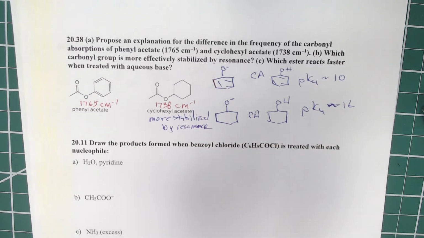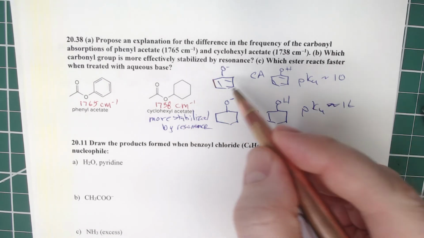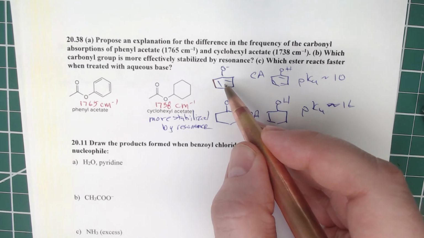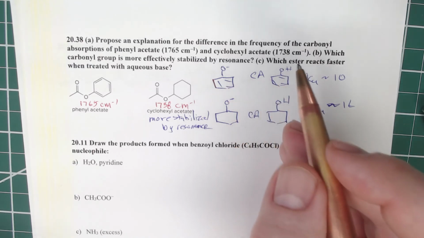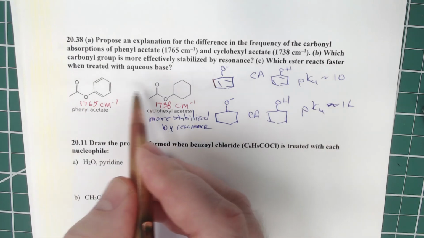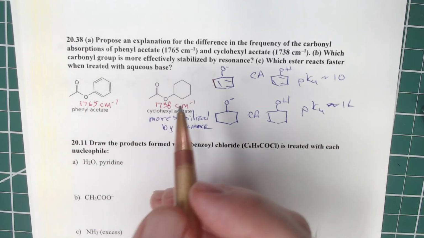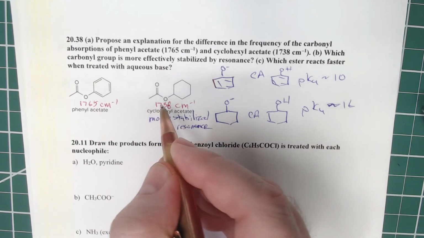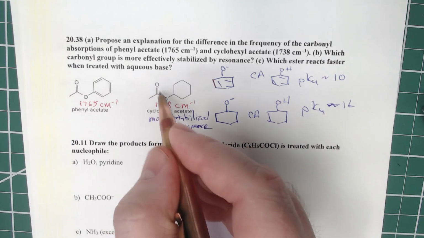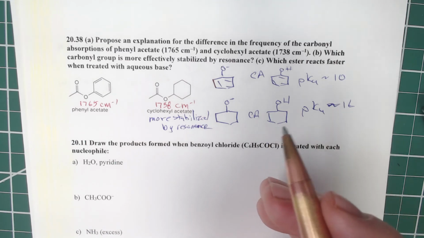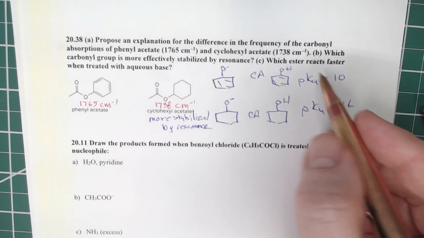All right. Now, one thing I want to mention here is when it comes to talking about these leaving groups, this leaving group is definitely more stabilized by resonance, but that's not what the question is asking. The question is asking which carbonyl is more stabilized by resonance. And so since this is a stronger base, it donates more electron density and stabilizes the carbonyl better by resonance. All right, so that's what we mean.